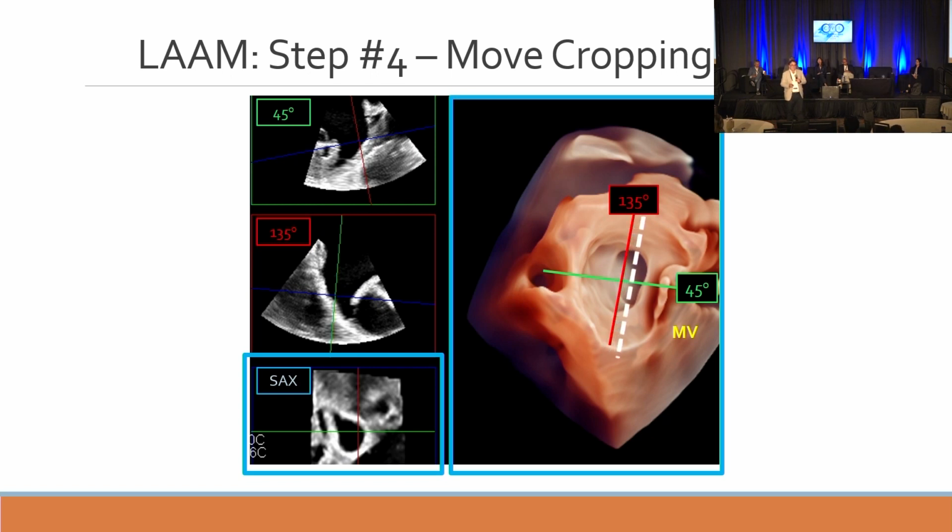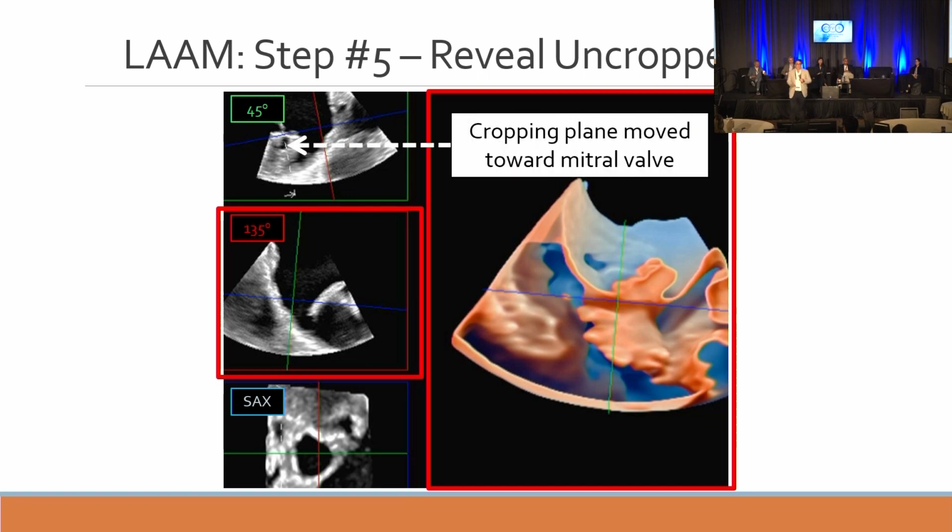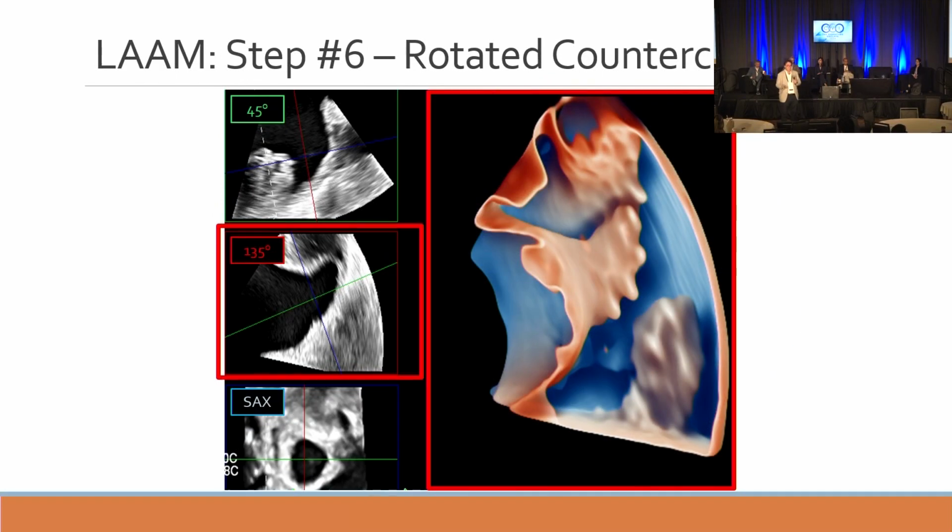uncropping, and then you'll end up with a beautiful left atrial appendage. So it's a 4 or 5 step process, and you can really do all of that. It looks nice. Okay, it's counterclockwise to the right anterior oblique caudal view, and then we speak the same language.